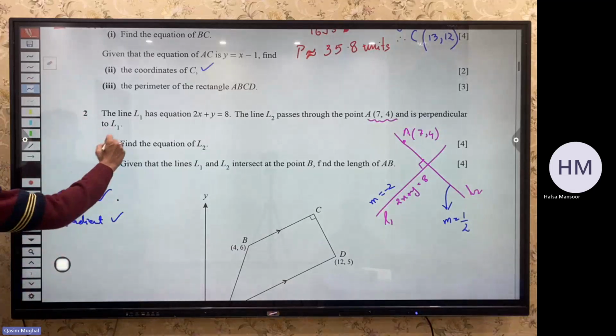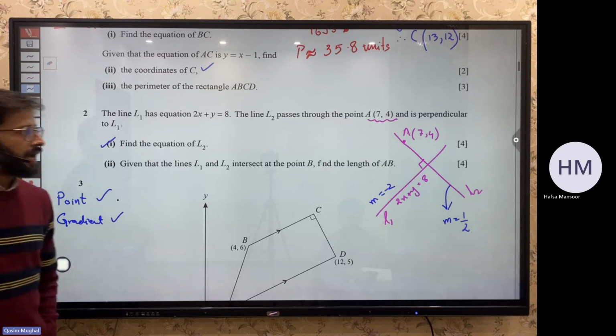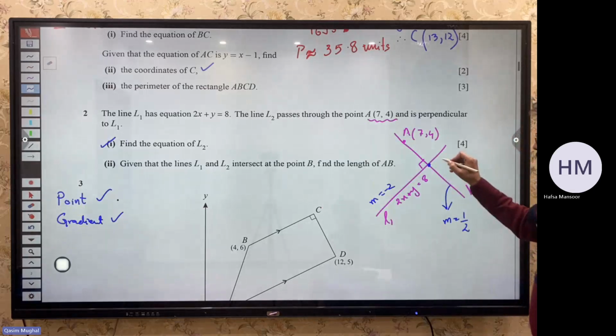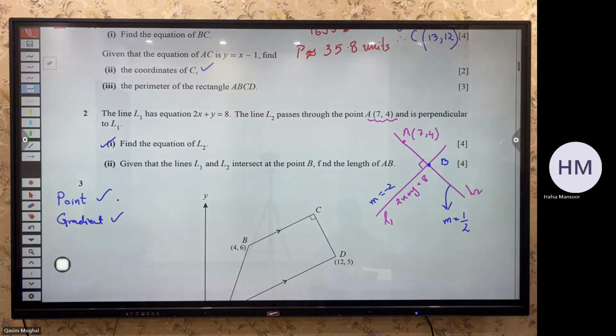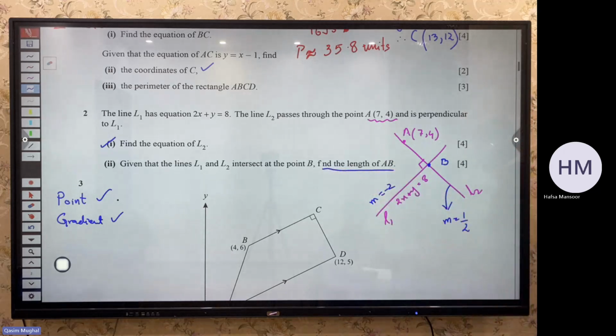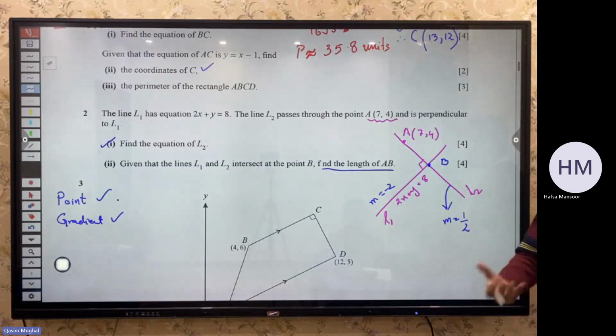Okay, given that L1 and L2 intersect at point B. The two lines are intersecting at point B. Find the length of AB. Always start from the question. What do you need in order to find out? How would you find out the length of AB? By using the distance formula. And what do we need to plug into the distance formula? The coordinates of A and the coordinates of B. We have the coordinates of A, but we don't have the coordinates of B.